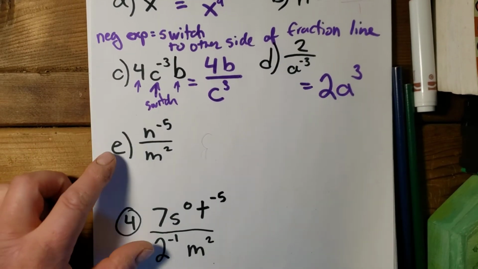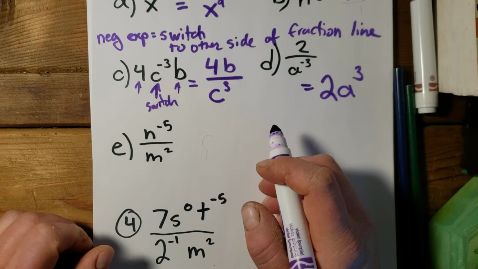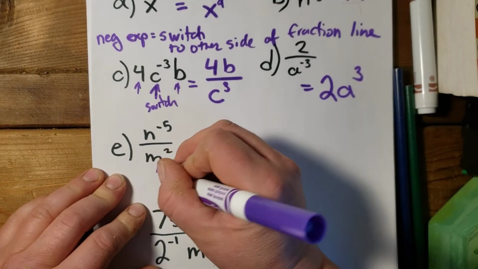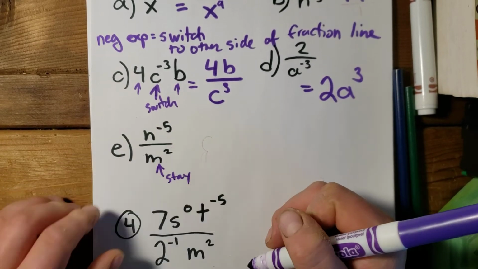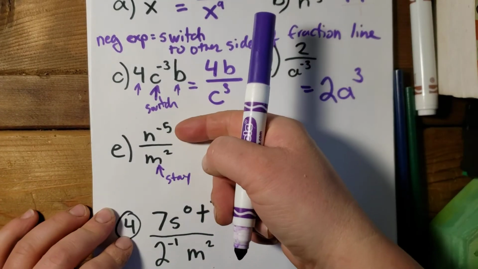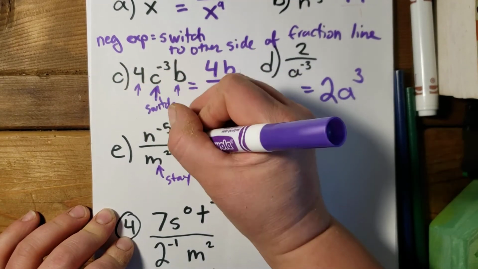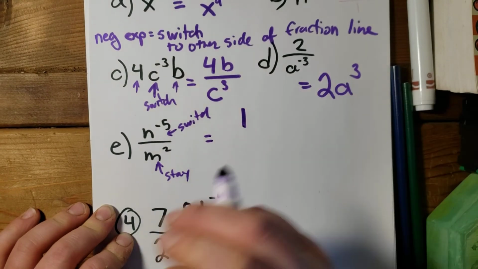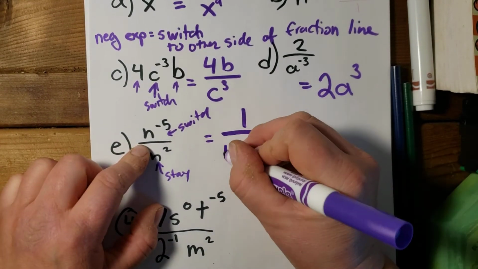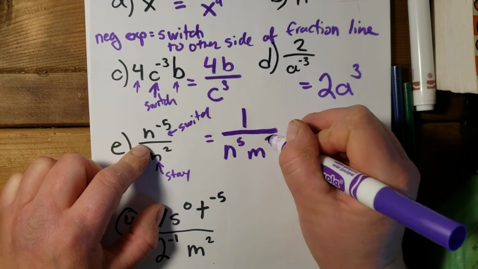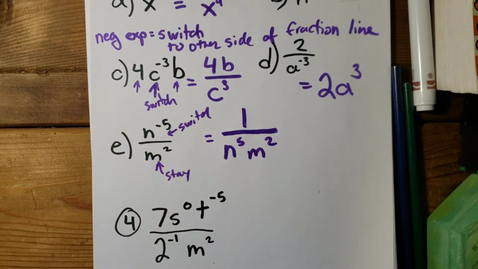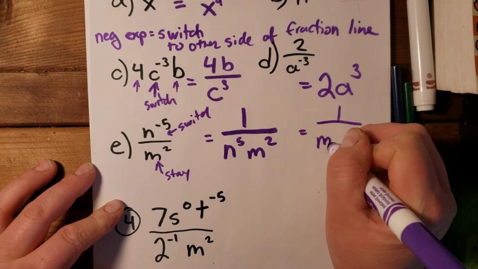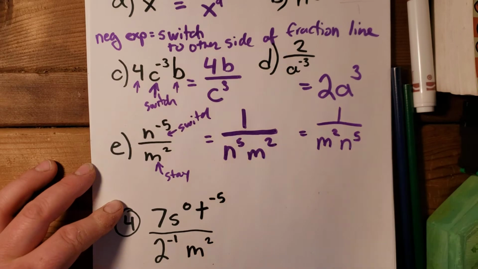If we come down to E, we have n to the negative 5, and we have over m squared. This one is fine. It can stay, right? It has a positive exponent. This one has a negative exponent, so we need to switch it. So we're going to have 1, because that's all that's going to be left, over n to the 5th m squared. It doesn't matter which one you put first because it's multiplication. You could also say 1 over m squared n to the 5th.